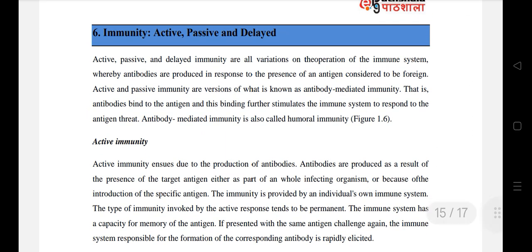Immunity can be active, passive, and delayed. Active, passive, and delayed immunity are all variations of preparation of the immune system, whereby antibodies are produced in response to the presence of an antigen considered to be foreign. Active and passive immunity are versions of what is known as antibody-mediated immunity. That is, antibodies bind to the antigen and this binding further stimulates the immune response to respond to the antigen threat. Antibody-mediated immunity is also called humoral immunity.